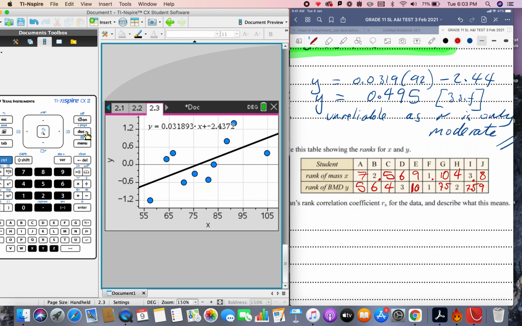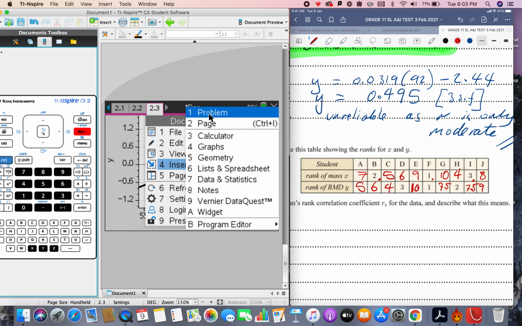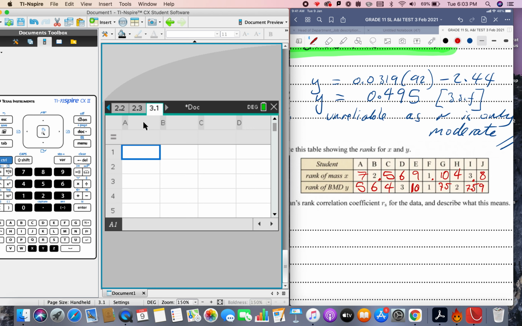Now here's the important thing. I'm going to do doc now. I'm going to insert a new problem. Okay, so if I insert a new problem, option 1 here, and I choose a spreadsheet. Now the reason I'm doing that is so I can actually type in X now and Y again for the ranks. Now previously if I did that on the 2 points, the X and Y were already taken by your previous data. Okay, so now just type this in carefully in order for X's.